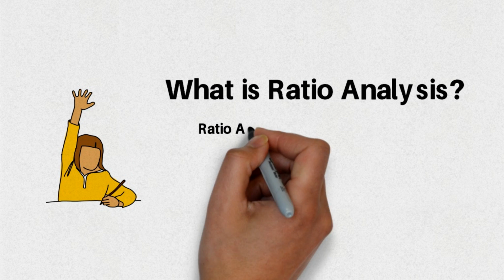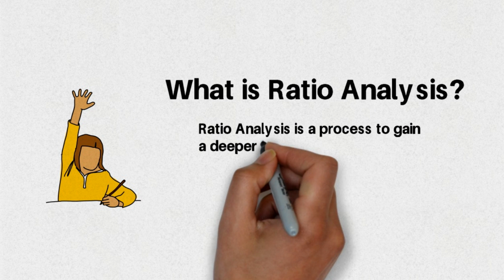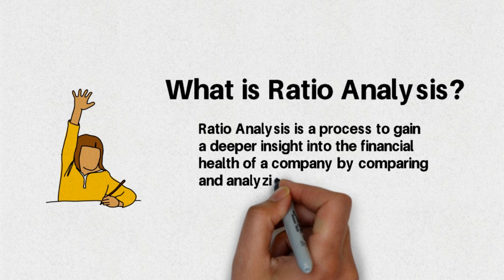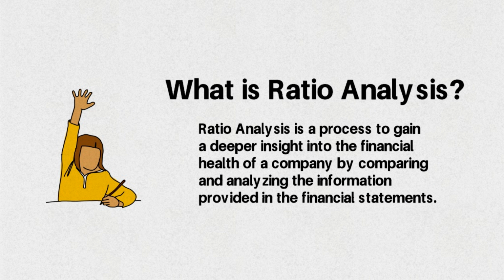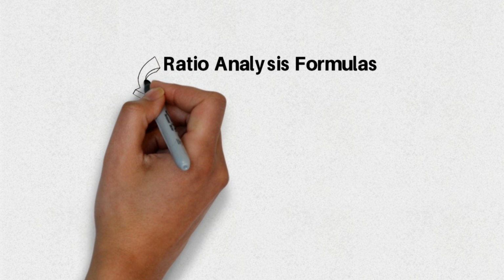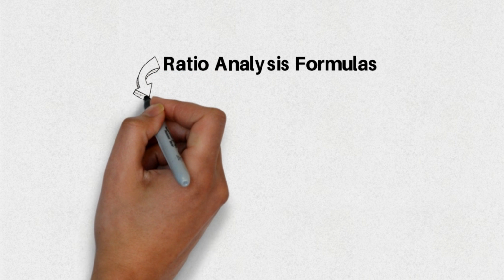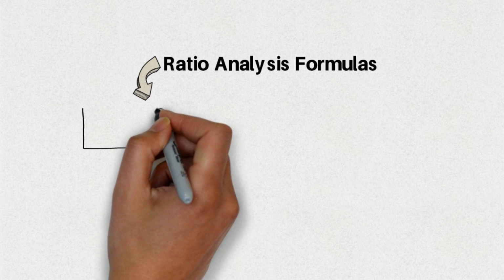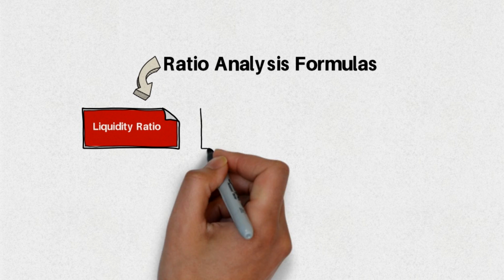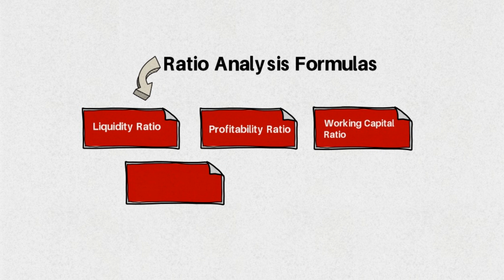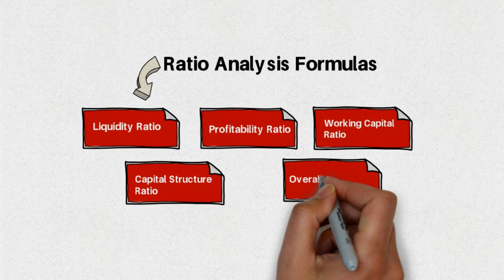So basically, ratio analysis is a process to gain a deeper insight into the financial health of a company by comparing and analyzing the information provided in the financial statements. Ratio analysis formulas. To compare and analyze the information recorded in the financial statements, certain formulas are used. Let's have a look at them. Liquidity ratio, profitability ratio, working capital ratio, capital structure ratio, overall profitability ratio.